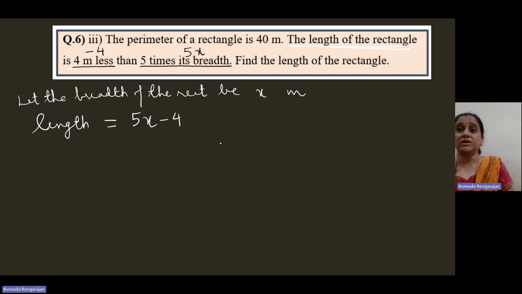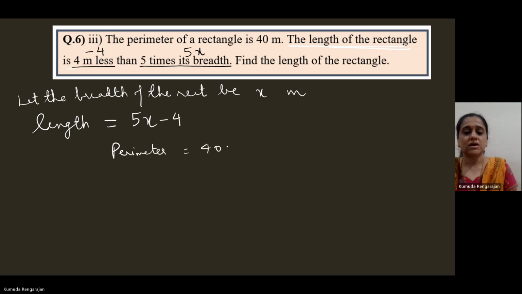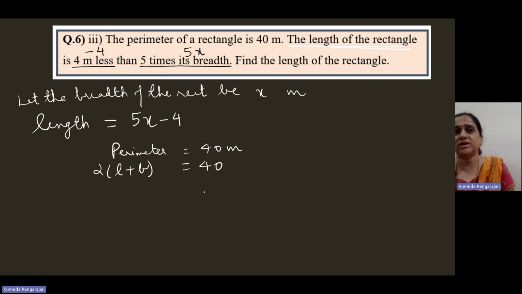All right, now what's given? The perimeter is 40 meters. So perimeter is equal to 40 meters. And what's the formula to find the perimeter? 2 into L plus B. 2 into L plus B is equal to 40. That's the formula to find the perimeter of a rectangle.